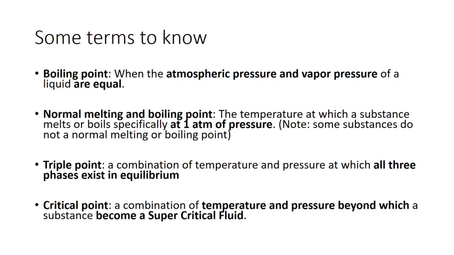Okay, definitions. You can read these. You can pause the video at this point. You can write them down. Boiling point: atmospheric pressure and vapor pressure are equal. Normal melting and boiling, that is melting and boiling specifically at 1 atmosphere. Note, some substances do not have a normal melting or boiling point. Triple point: a combination of temperature and pressure at which all 3 phases exist in equilibrium. And the critical point: a combination of temperature and pressure beyond which a substance becomes a supercritical fluid.